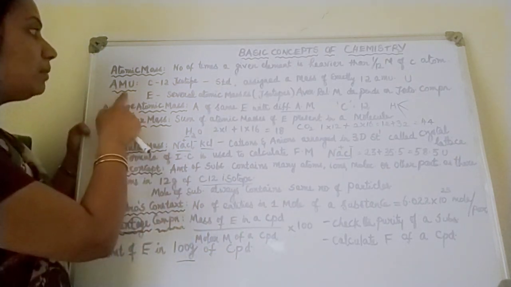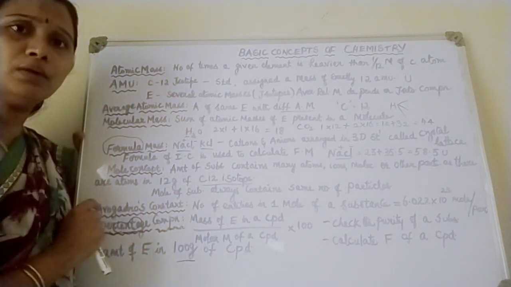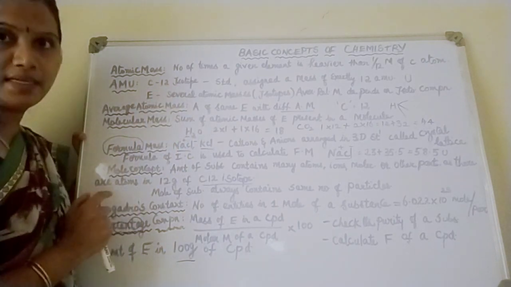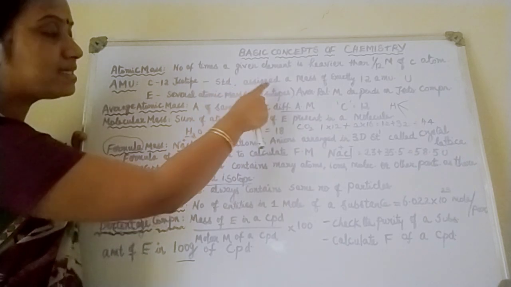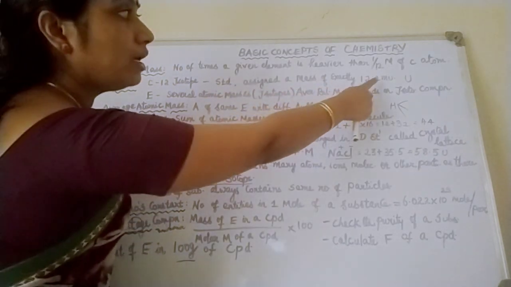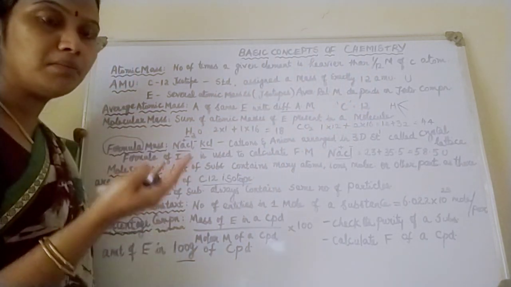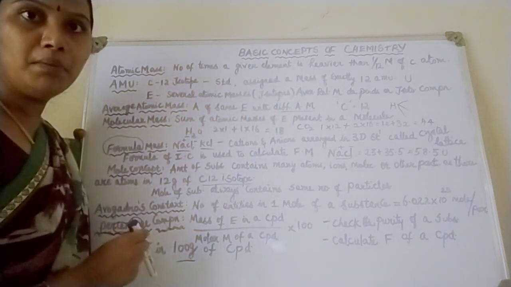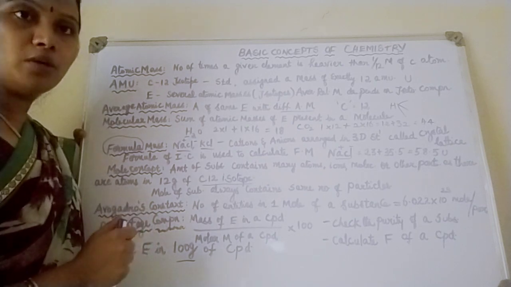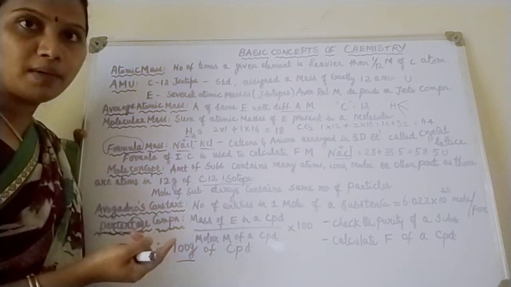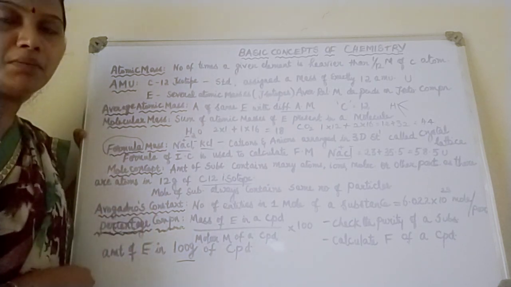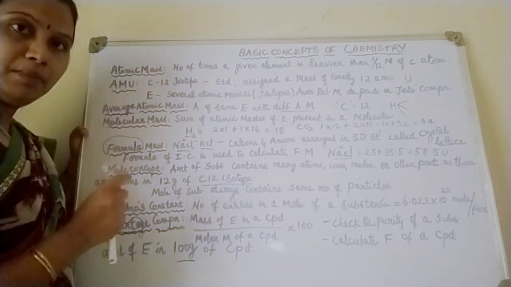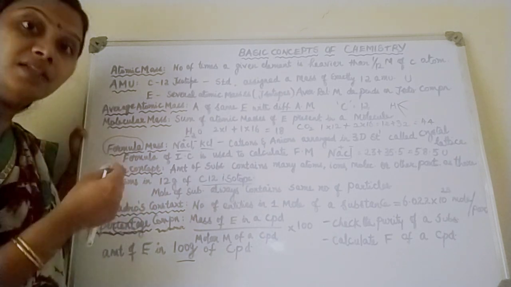Now what is atomic mass unit? To calculate your atomic mass unit, I am going to take carbon 12 isotope as a standard, and I am going to assign a mass of exactly 12 atomic mass units. What is the mass assigned to C12 isotope? It is nothing but 12 atomic mass units. But nowadays atomic mass unit term is replaced by a term called u, where u is nothing but your unified mass.